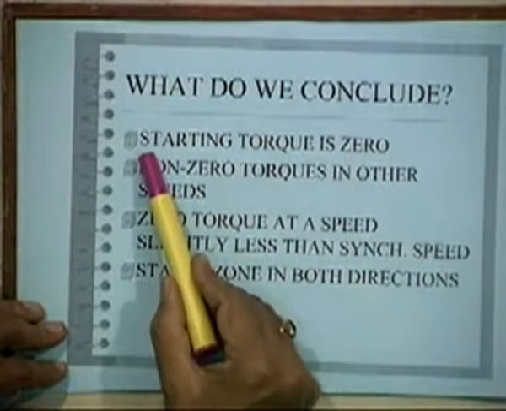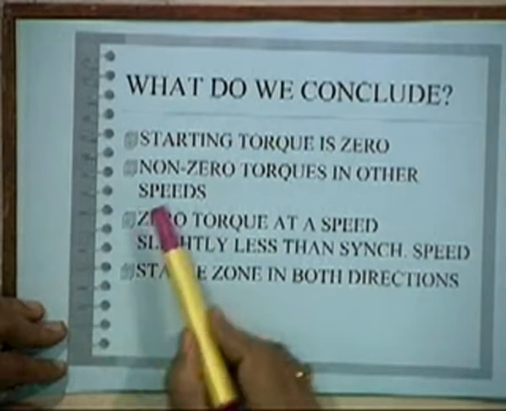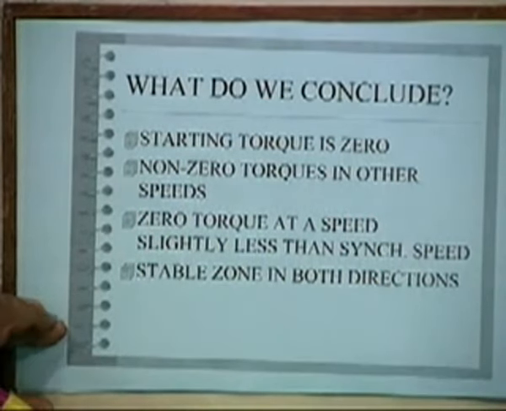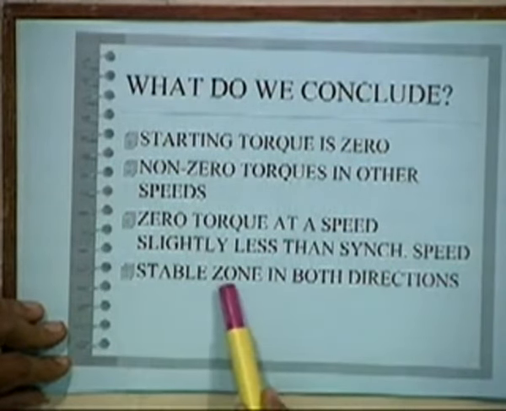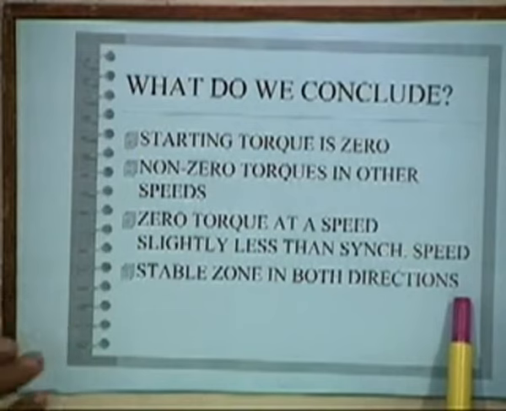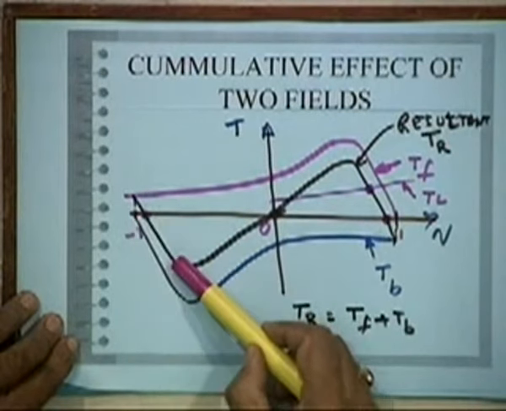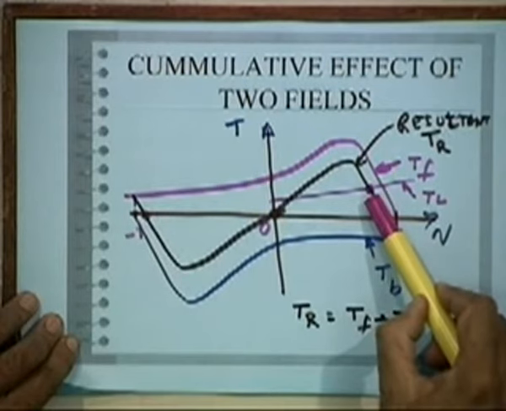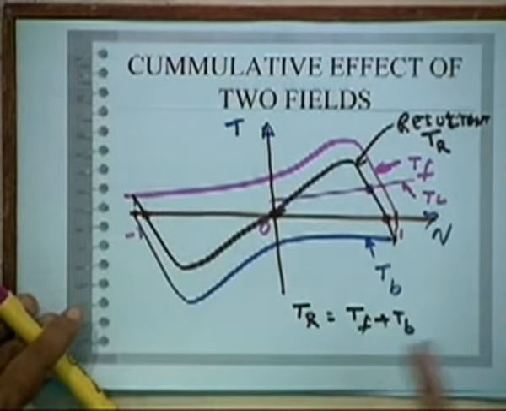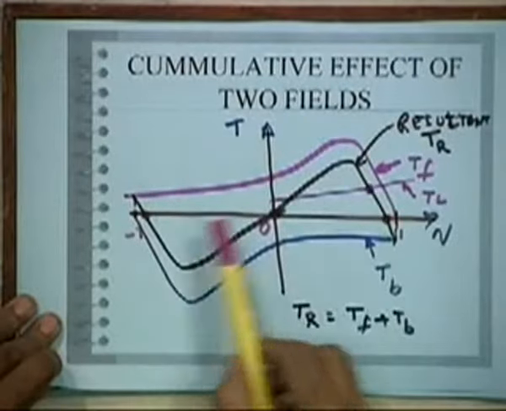So what do we conclude from here? Starting torque is 0, non-zero torques at other speeds, 0 torque at a speed slightly less than the synchronous speed, therefore stable zone in both directions. So you can have two stable zones, isn't it? This is a stable zone here, this is a stable zone here. Either you can operate at this point or this point, which was not there in the normal 3-phase machine. Okay. So if you give a spin clockwise, it will go to the clockwise stable zone. If you give a spin anti-clockwise, it will go to the anti-clockwise stable zone. So if you give a negative torque, it will go here, positive torque will go here.